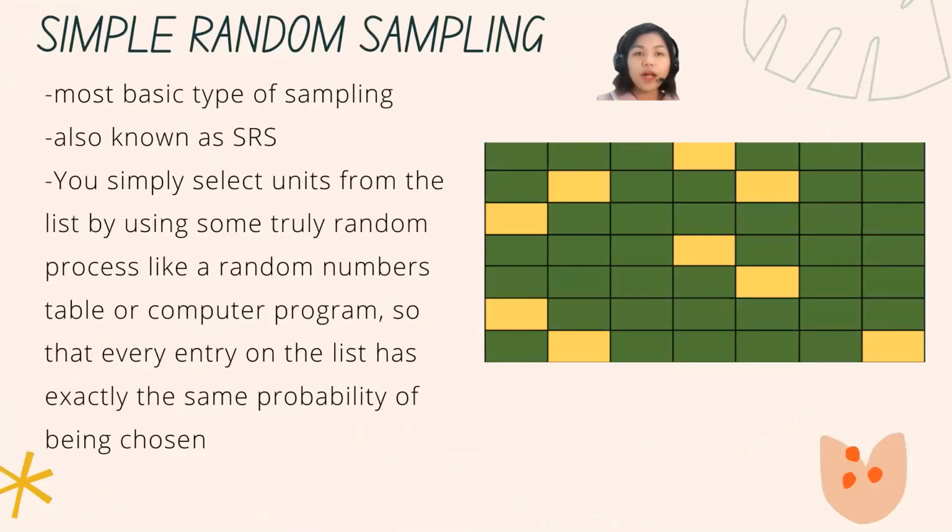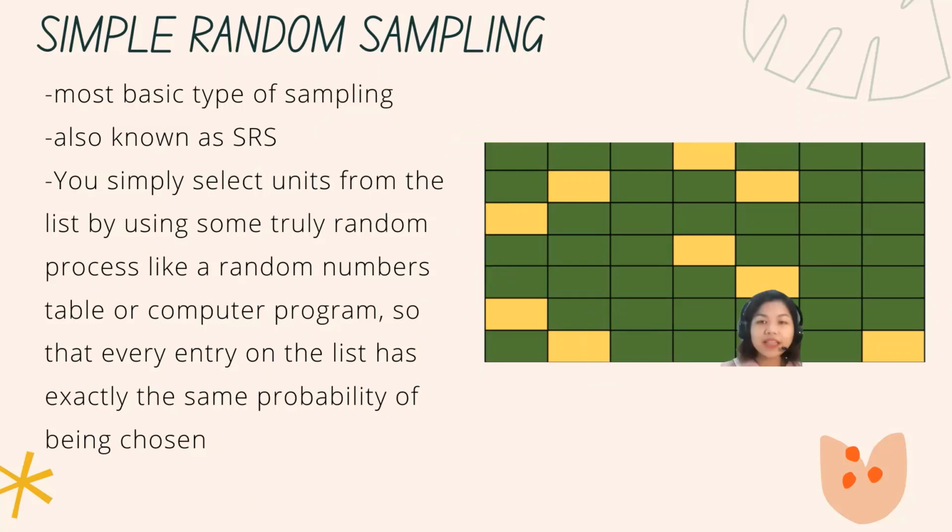So one example of an unbiased sample is what we call simple random sampling, or commonly known as an SRS. So it's considered as the most basic type of sampling. Again, it's also known as an SRS. And what you're going to do with this is you simply select units from the list by using a truly random process like a random number table, or there is a computer program, so that every entry on the list has exactly the same probability of being chosen.